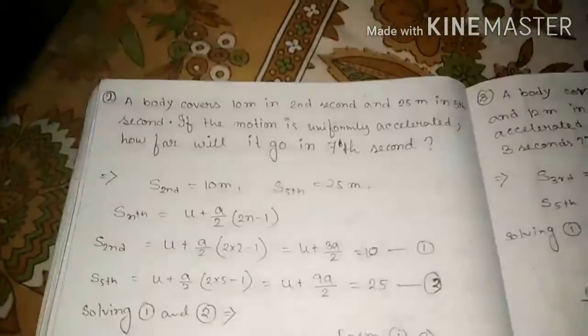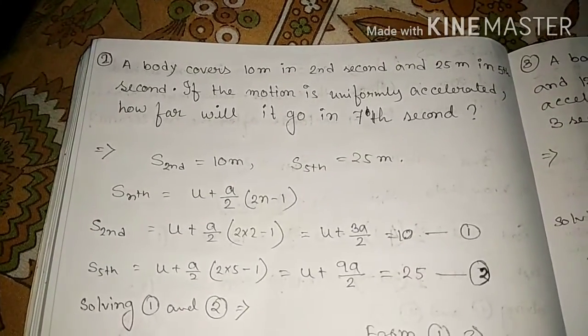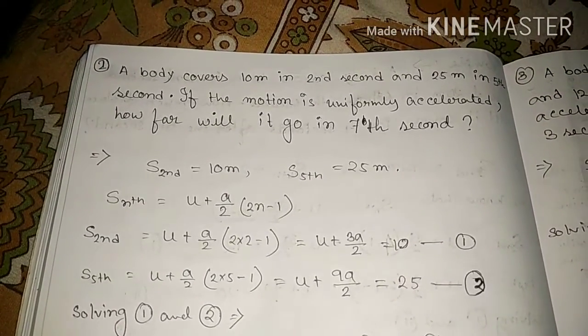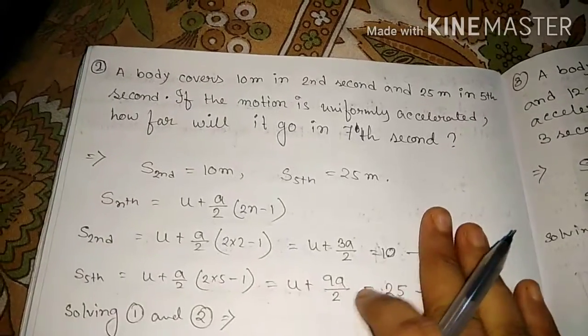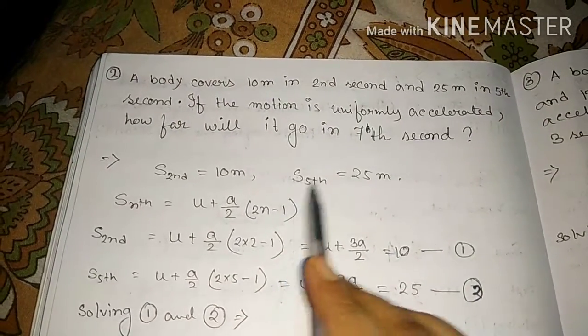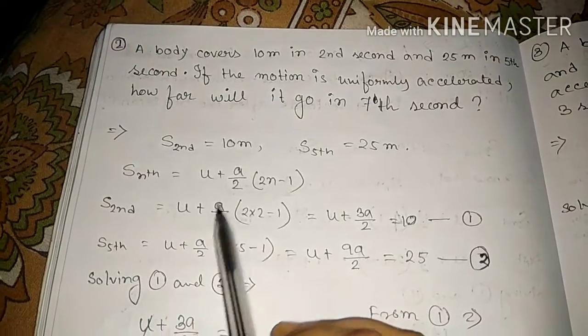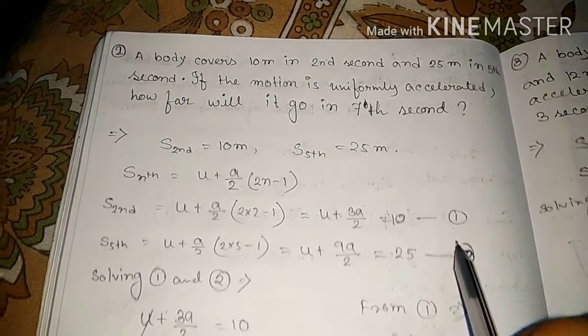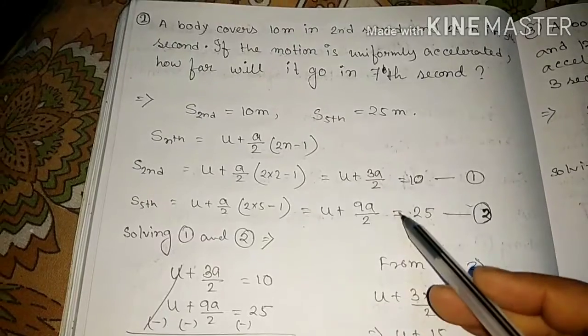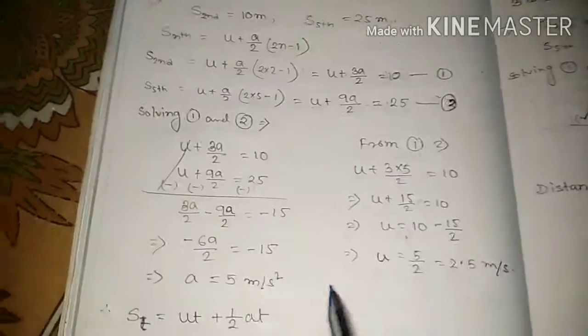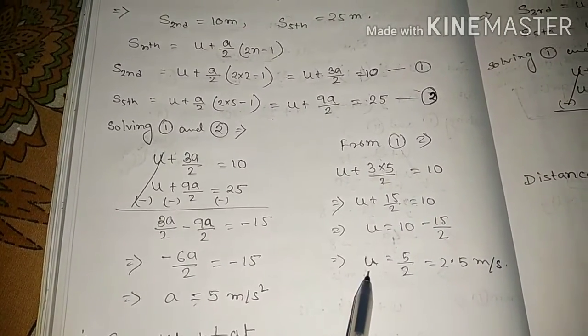Another example we take. A body covers 10 meters in the 2nd second, that means S2 equals 10 meters, and 25 meters in the 5th second, that means S5 equals 25 meters. So we use this equation, and from this equation we construct these two equations. Now we solve these two equations and we get the values of a and u.